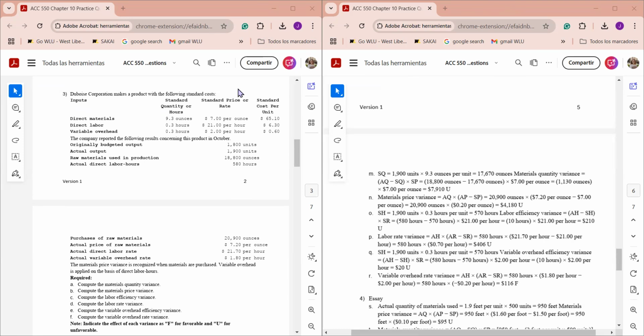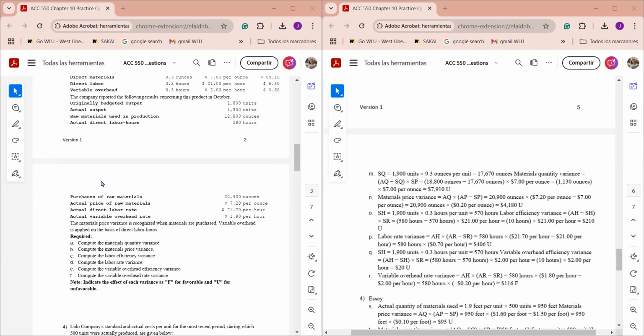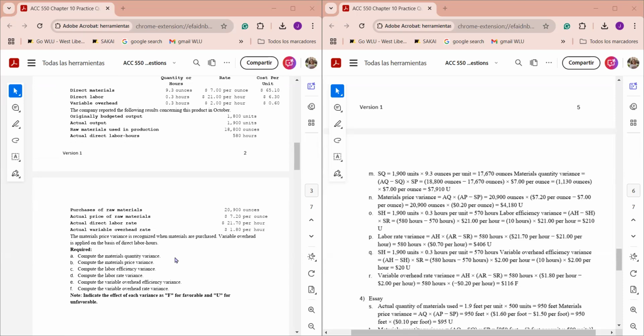So question number 3 is kind of simple. We just need to be able to recognize which formulas we need to use and which numbers we have to take. It's telling us that Du Bois Corporation makes a product with the following standard cost. It's given us this table, and it's telling us that the materials variance is recognized when materials are purchased, and variable overhead is applied on the basis of direct labor hours. Then it's giving us 6 questions to answer, and depending on the result, we need to indicate if it's going to be favorable or unfavorable. The first question is asking us to compute the materials quantity variance.